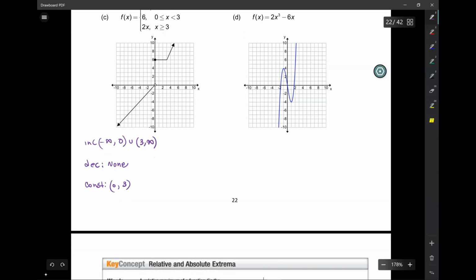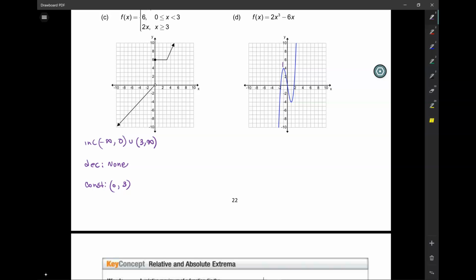Okay, here. Wait, so why is it increasing from 6? Why isn't it from like 6? Isn't it from 6? It's the x values only. Always x values. So look, it's constant until x equals 3. And then starting at x equals 3, it starts to increase.